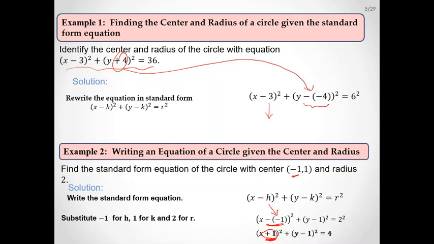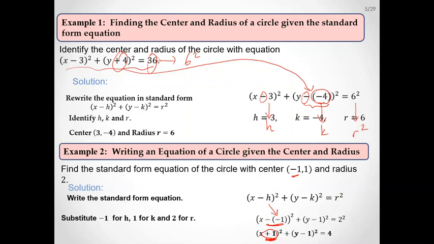This way we can see this is h, and this is k, because it has to be always minus k, minus h here. And then the r is definitely, this is 6 squared, so r squared is r squared. You can tell the h is 3, k is -4, and r is 6.